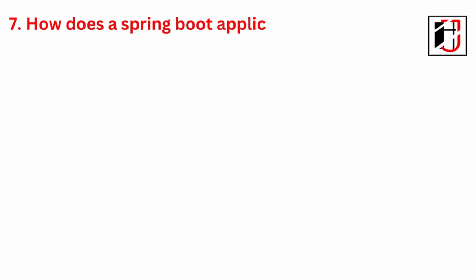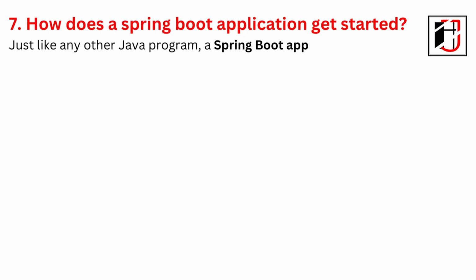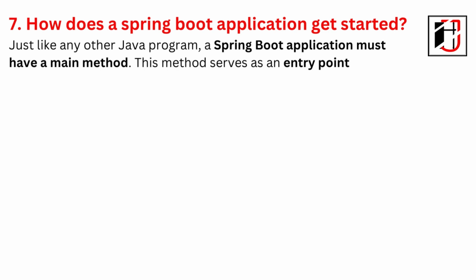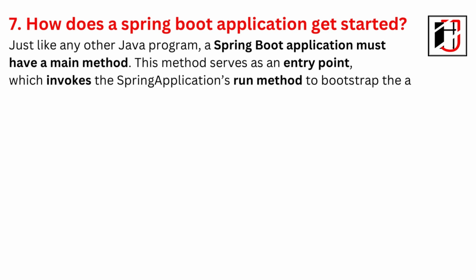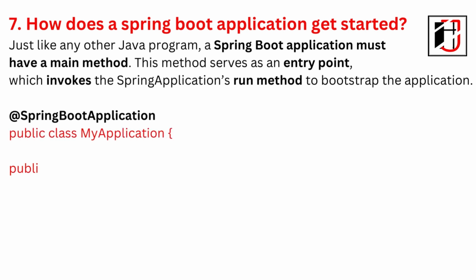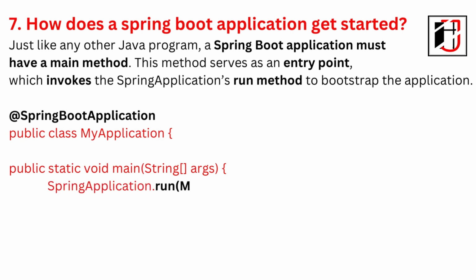Next question is, how does a Spring Boot application get started? Just like any other Java program, a Spring Boot application must have a main method. This method serves as an entry point which invokes the SpringApplication's run method to bootstrap the application. Like @SpringBootApplication, we are using this annotation. After that, we are writing our main method and we have a run method in our program. So this is the entry point of this application.